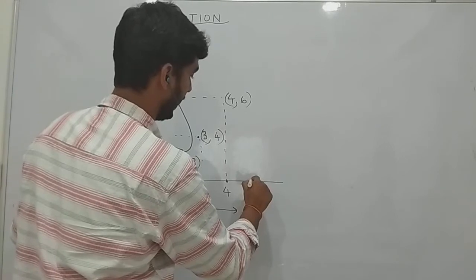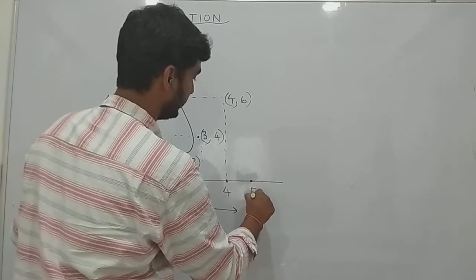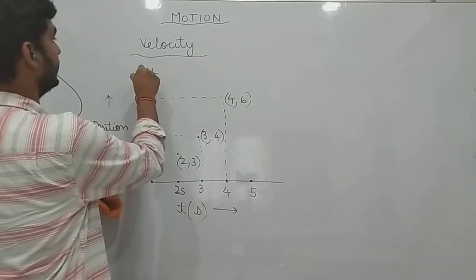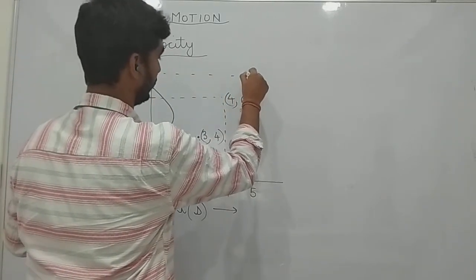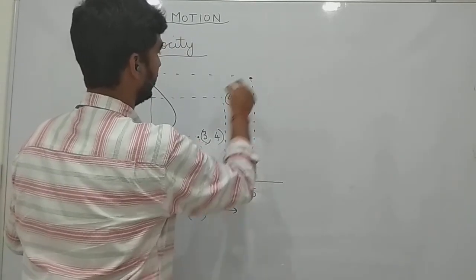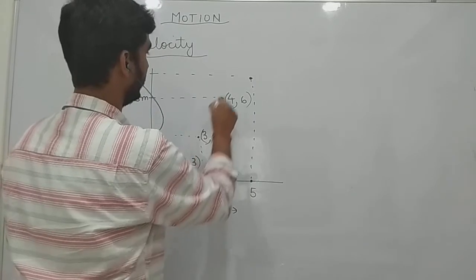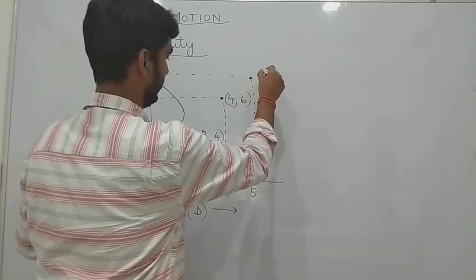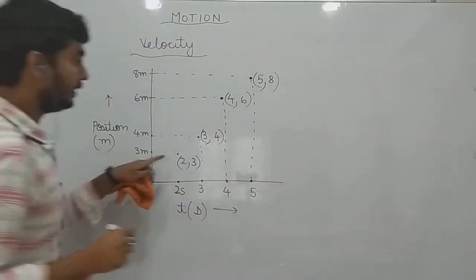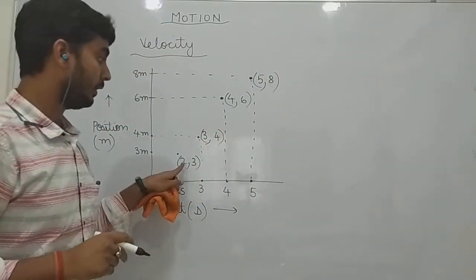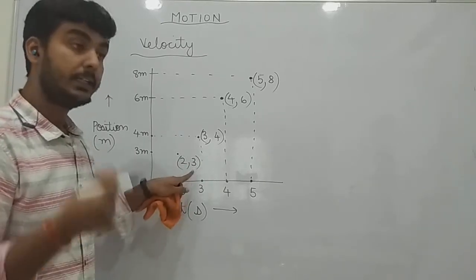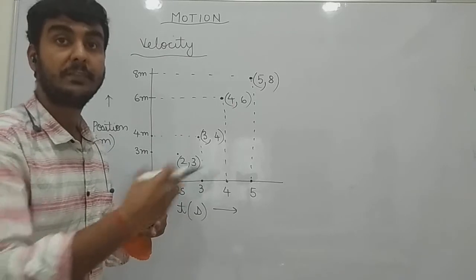Similarly, when time in my stopwatch is 5 seconds, the position of the object is 8 meters from the starting point. So this is what a position time graph looks like. This will be (5, 8). So all these coordinates, the x coordinate denotes the time, and the y coordinate denotes the position of the body from the starting point.